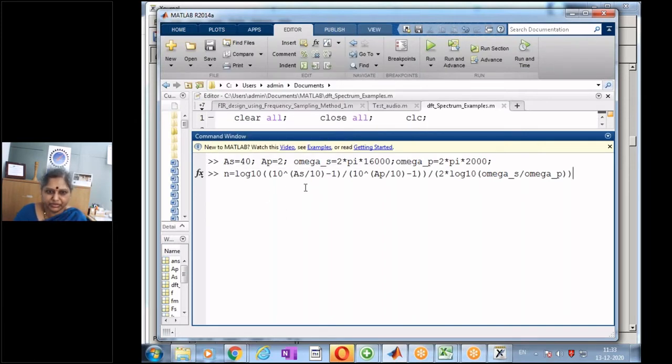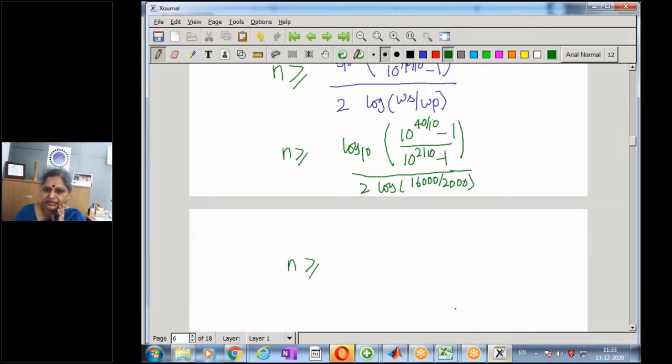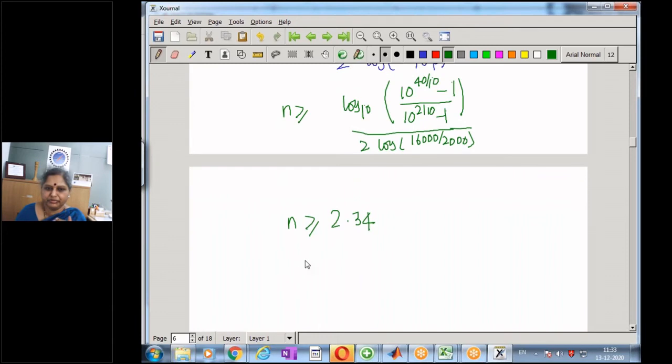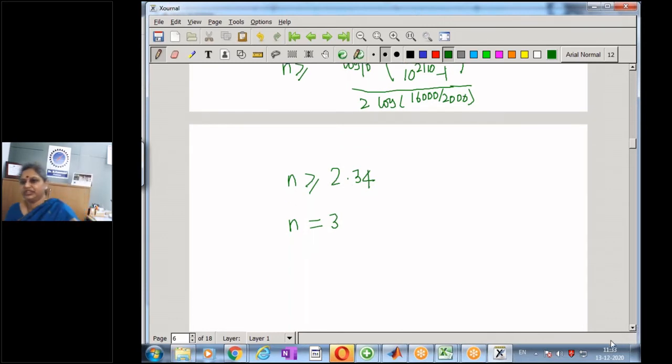So I have 10 to the power of AS by 10 minus 1 by 10 to the power of AP by 10 minus 1, and the whole divided by 2 log omega s by omega p. Let's see what value we get. We get 2.34. Because n has to be greater than 2.34, we now select n as 3. So this is going to be a third order Butterworth filter, to meet the given specifications.